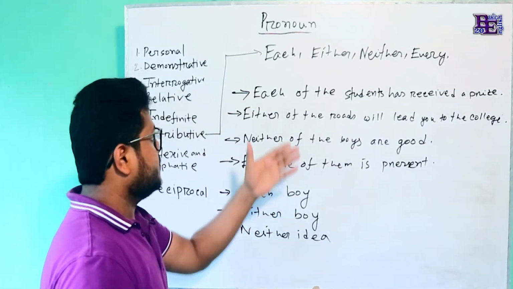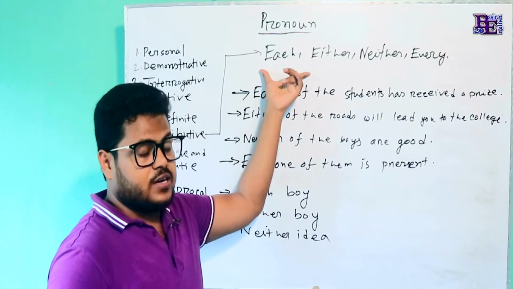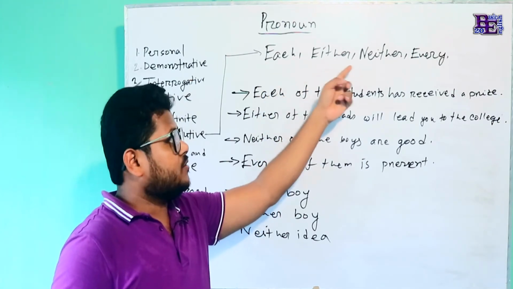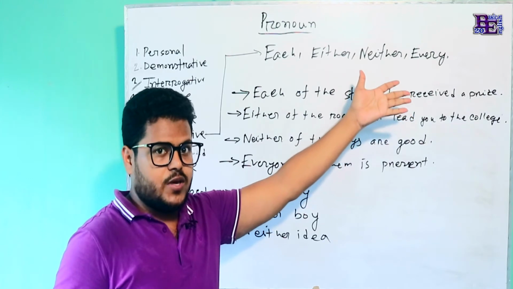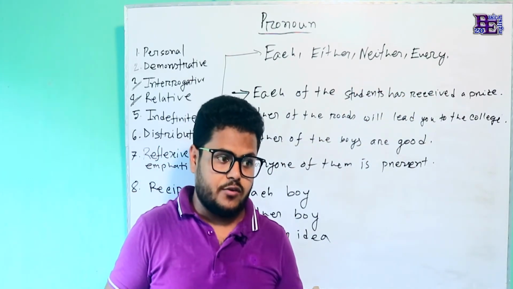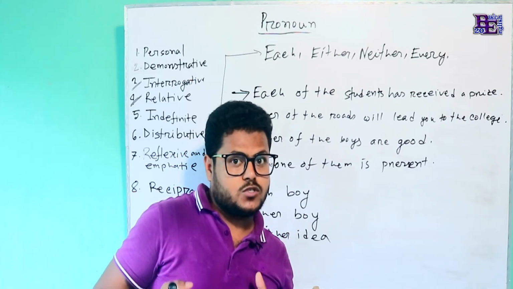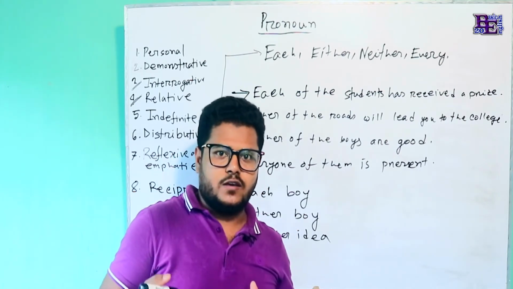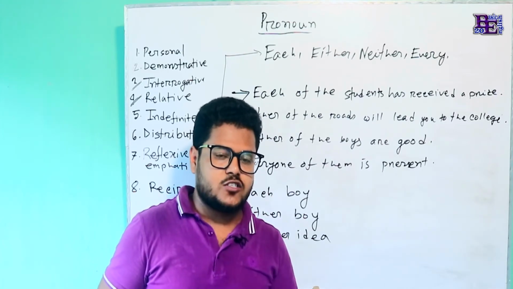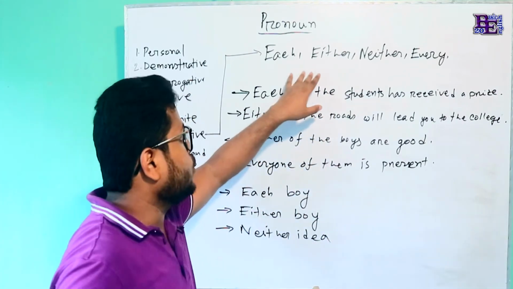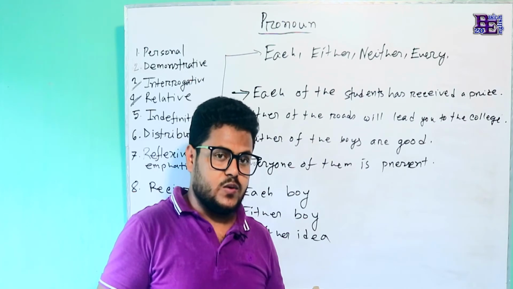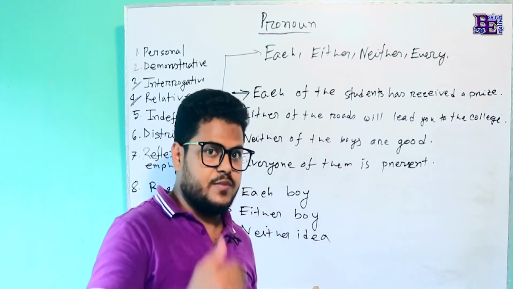Well, as you can see, these are known as distributive pronouns, that is each, either, neither, every. Okay, so let's know what a distributive pronoun is. Actually, a distributive pronoun is a pronoun that we use to refer to persons or things one at a time. As we refer to one at a time, that means they are always in singular number. That's why after them we have to use the singular verb. Okay, so let's get some examples here.